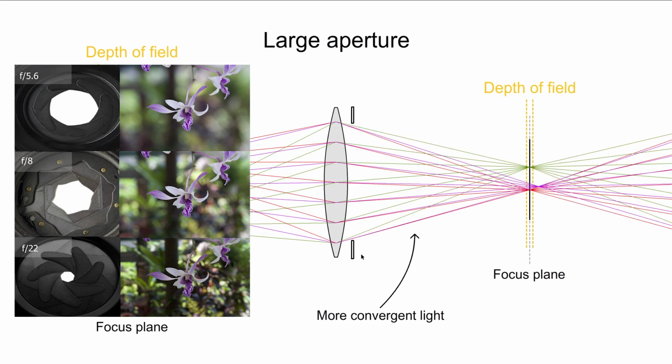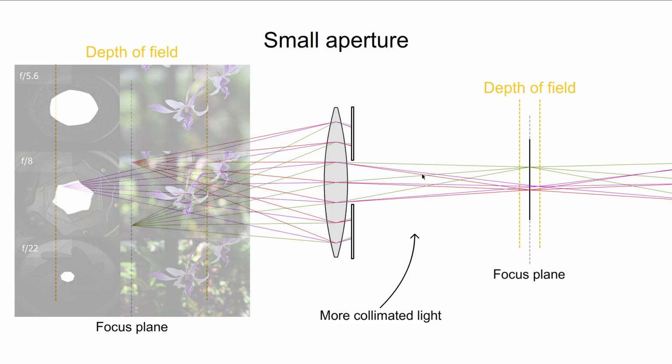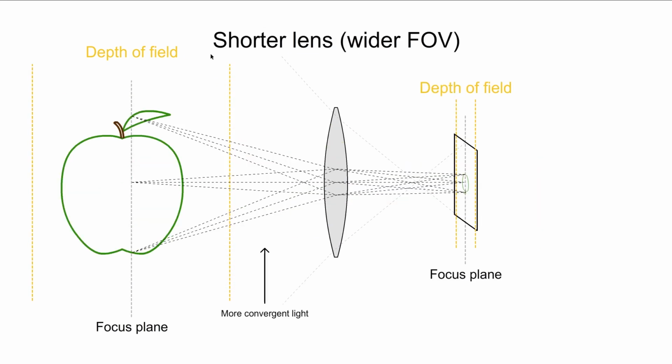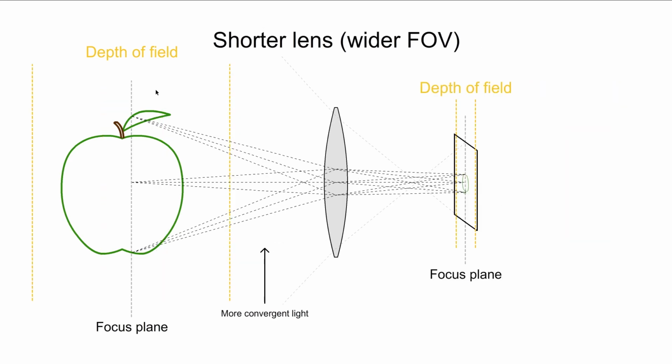So that's quite important. This is more converging light, and this is more collimated light. Of course, there's less of it, because we're blocking a bunch of it out. The same amount of light is physically getting into the front of the lens, but it's being stopped before it gets onto the sensor. So next, let's look at shorter, wider lenses and longer, narrower lenses.